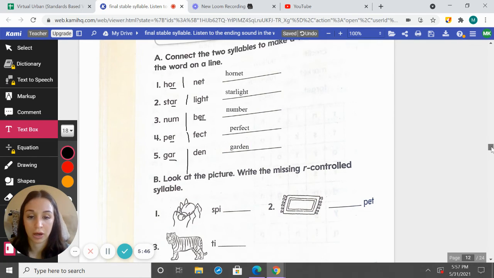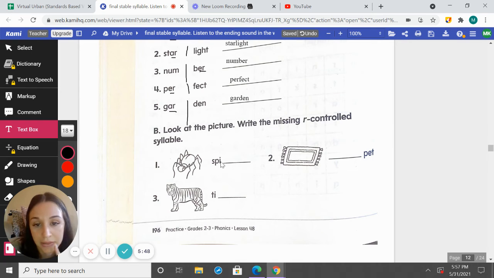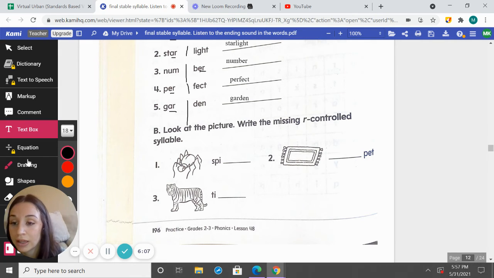All right, down at the bottom, it says, look at the picture. Write the missing R-controlled syllable. So we have a picture of a spider here. Spider. So we have that SPI, that beginning syllable. Now we need to do the R-controlled syllable. So we have to listen. Spider. So we hear that D.